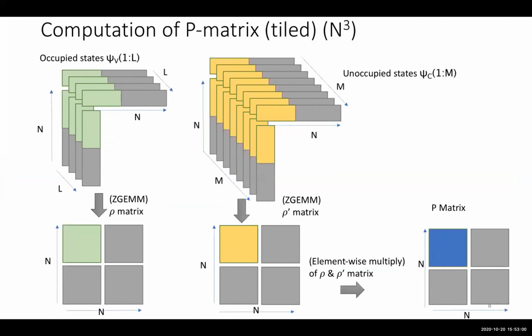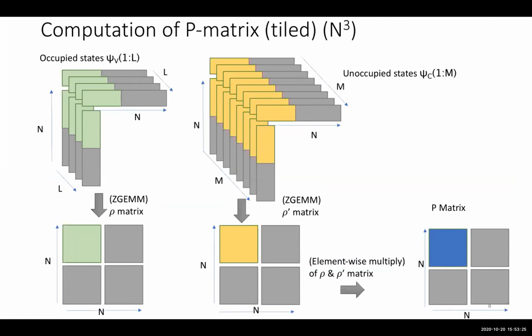This is just a general pictorial representation of what I just mentioned. Right now, the occupied states are primarily L cross N, and N cross L by transposing it, and that's what we can see on the left side. This is a tiled implementation of the P matrix. On each chare we'll only have portions of occupied states that are read in, and only portions of the rho matrix that are computed.